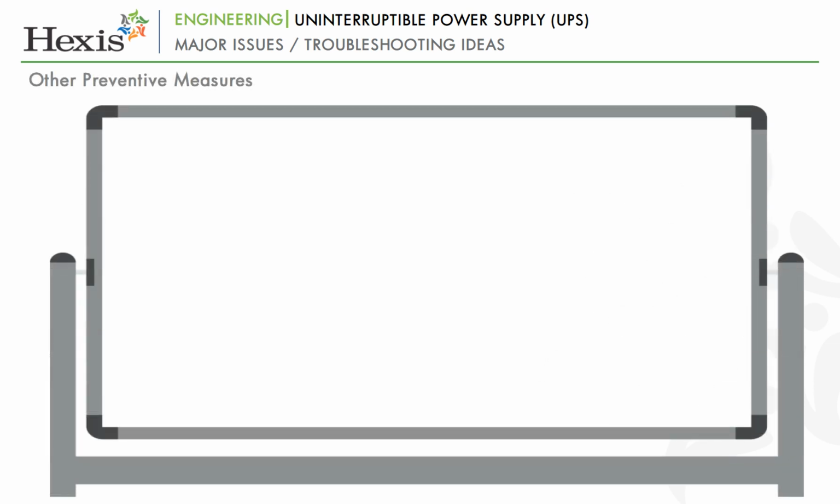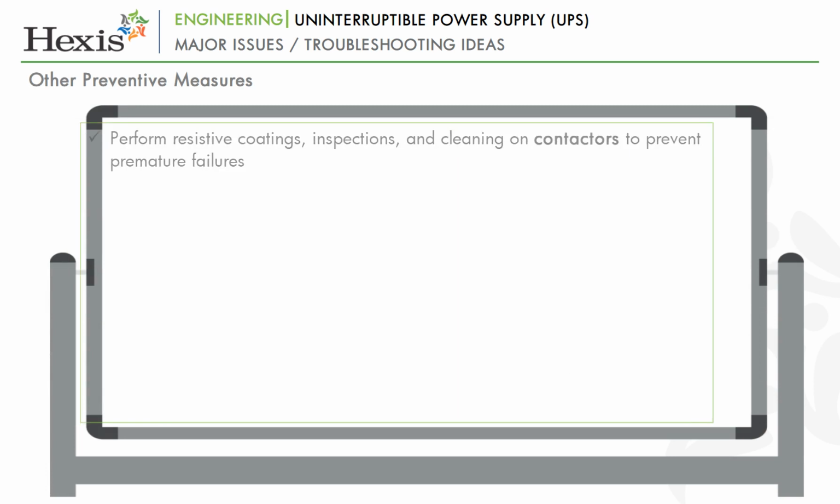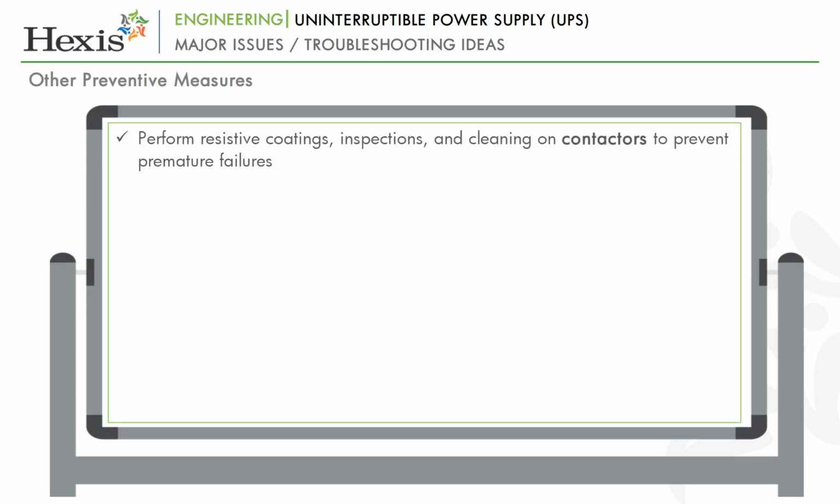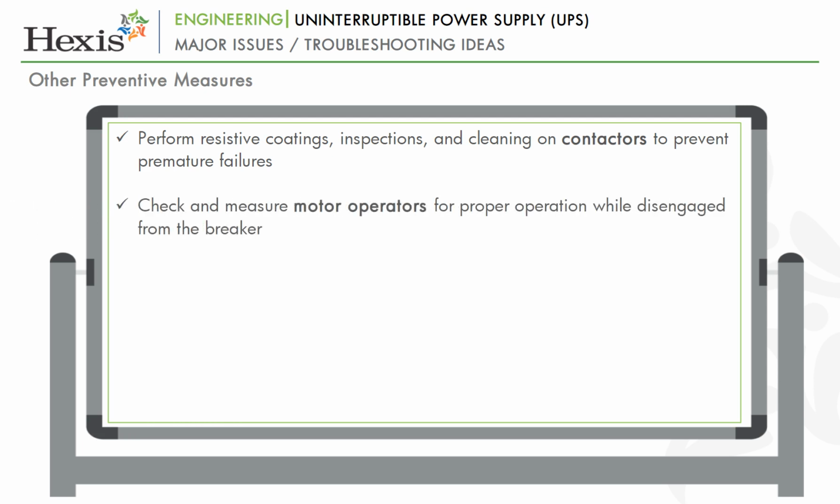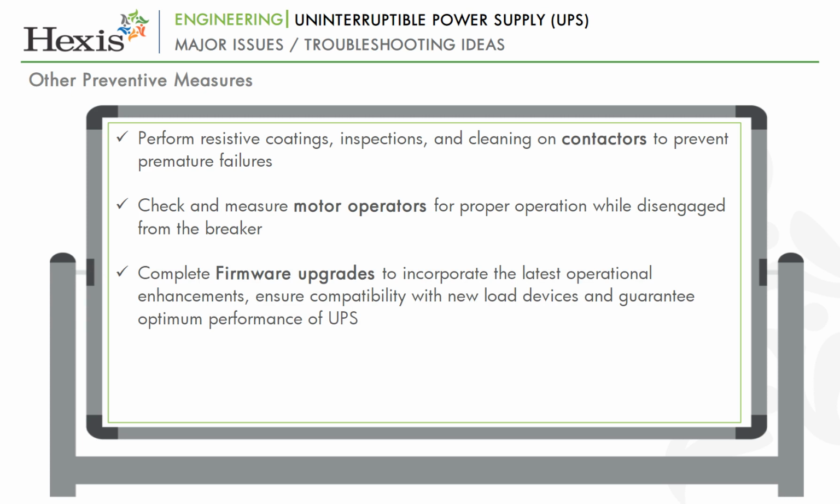Following is the list of other preventive measures. Contactors tend to collect fine dust. Thus, resistive coatings, inspections and cleaning should be done on a regular basis to prevent premature failures. During a routine preventive maintenance visit, the motor operators should be checked and measured for proper operation while disengaged from the breaker. A technician should complete firmware upgrades during routine service to incorporate the latest operational enhancements, to ensure compatibility with new load devices and to guarantee that the UPS is performing at optimum levels.